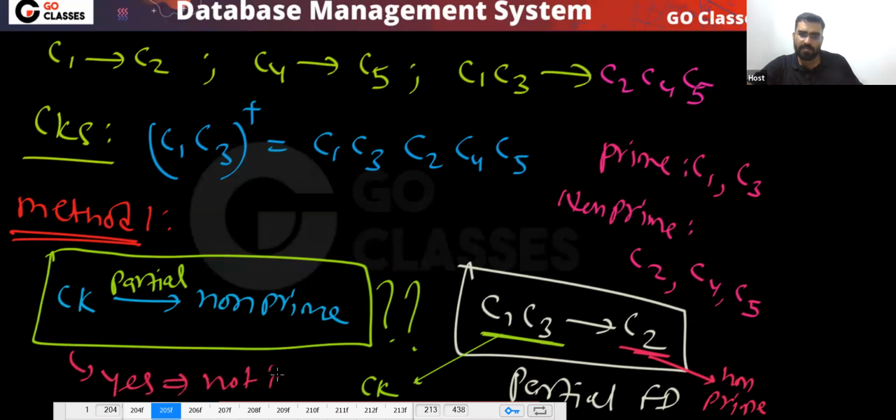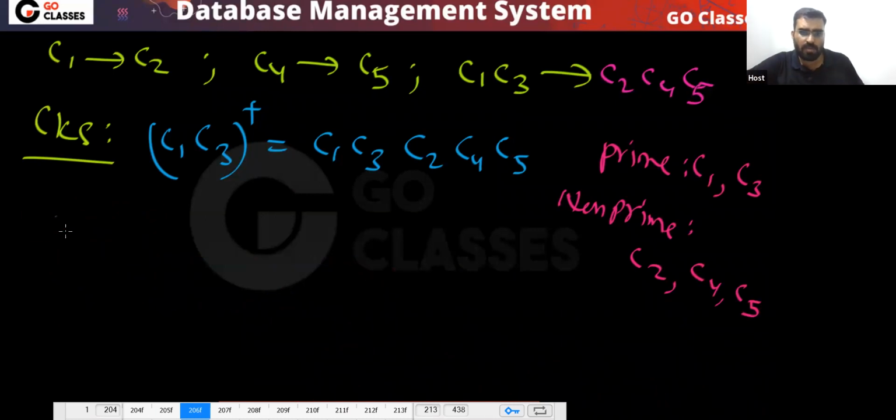So this relation is not in 2NF. Okay, so this is your method number 1. What is method number 2? What is your method number 2?